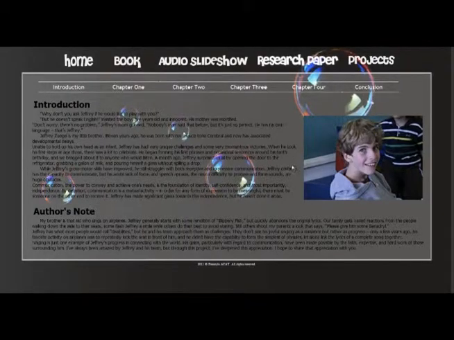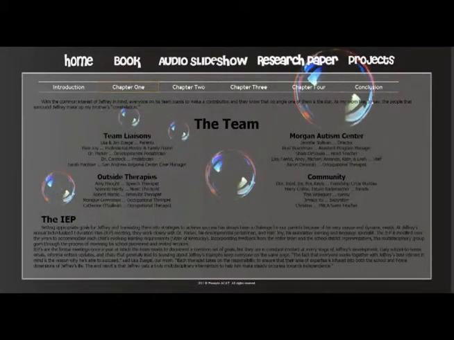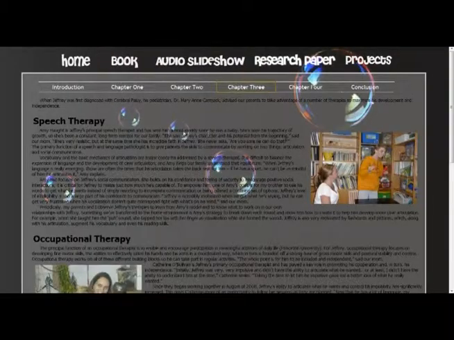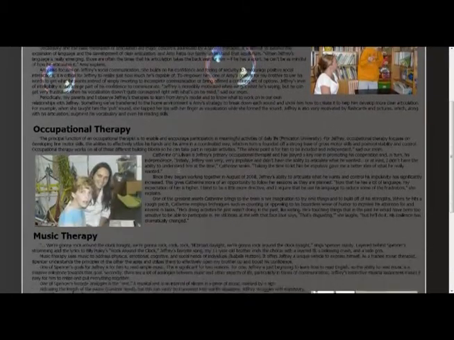This page includes my research paper, the basis of all the text that is within my book. The various chapters are organized by sprite tabs. The first is the introduction. Chapter 1 is all about how the team works together. Chapter 2 is about his school called the Morgan Autism Center. Chapter 3 is about Jeffrey's various therapies.